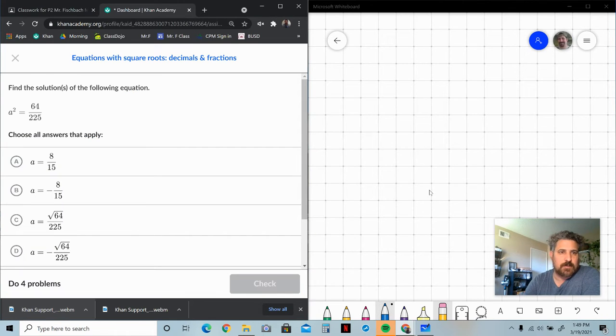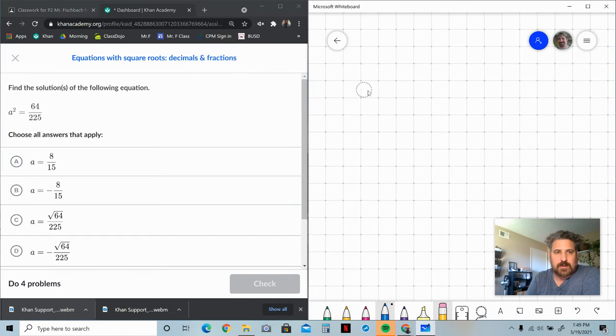So it says here, find the solutions of the following equation. In this case, you have a squared is equal to the square root of 64 over 225. Now the rule is when you're taking the square root of a fraction, you can take the square root of the numerator and the square root of the denominator. So in this case, a squared is going to be equal to, oh, my bad, sorry. I jumped to the answer.